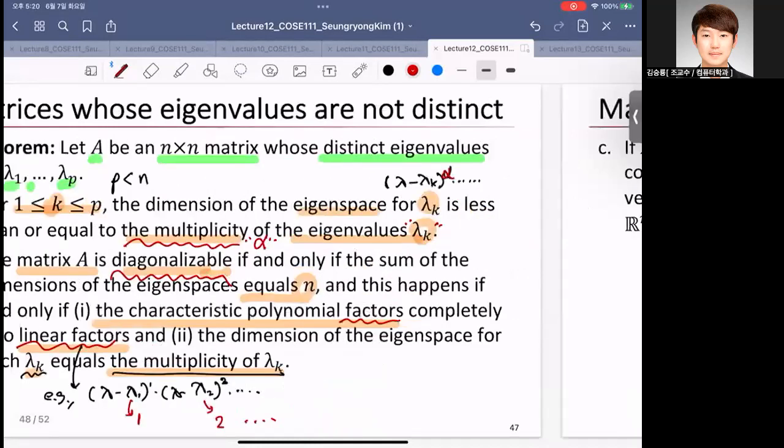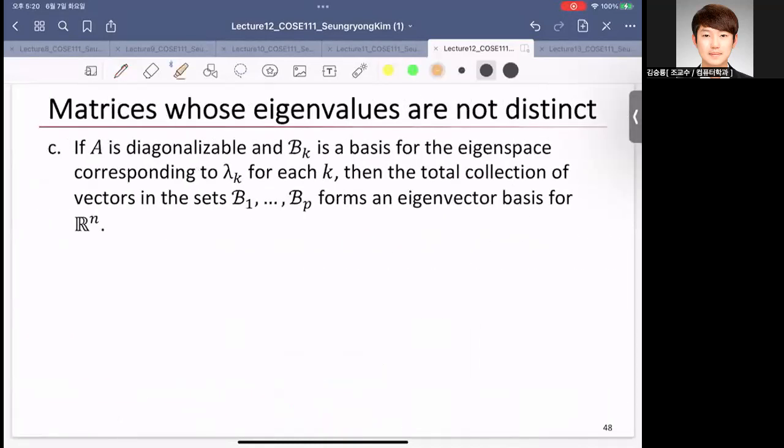One more thing is that if matrix A is diagonalizable, and Bk is the basis for the eigenspace corresponding to lambda k for each k, then the total collection of the vectors in the sets B1, ..., Bp forms an eigenvector basis for Rn.